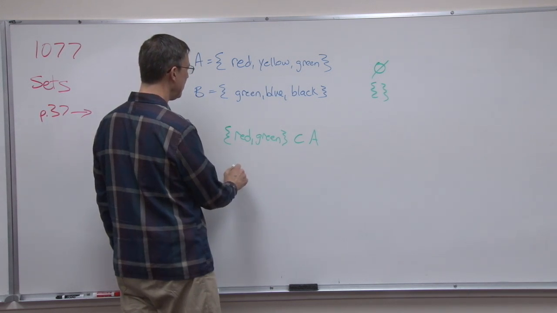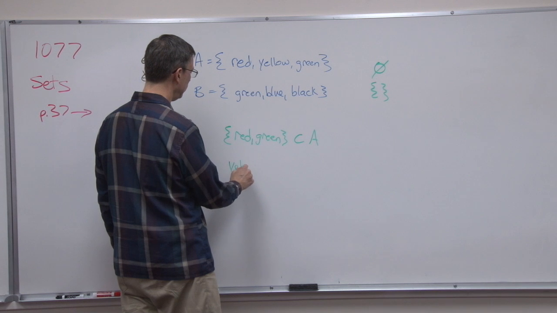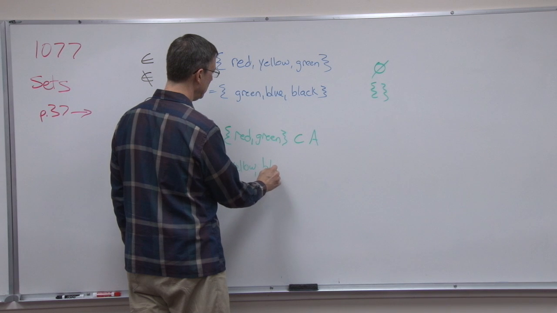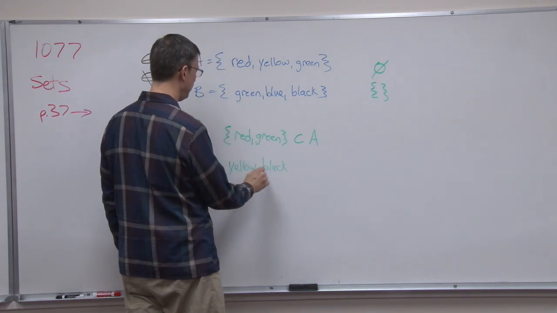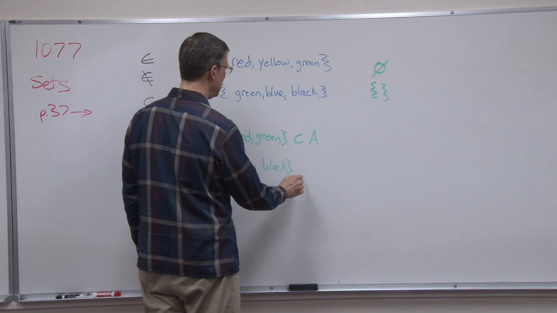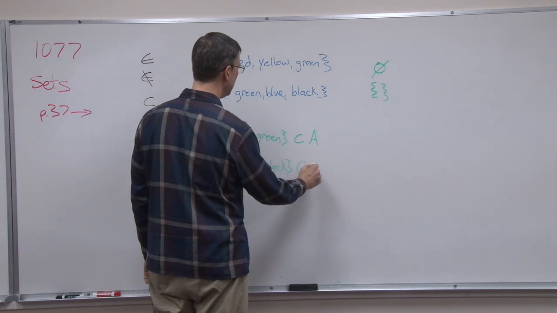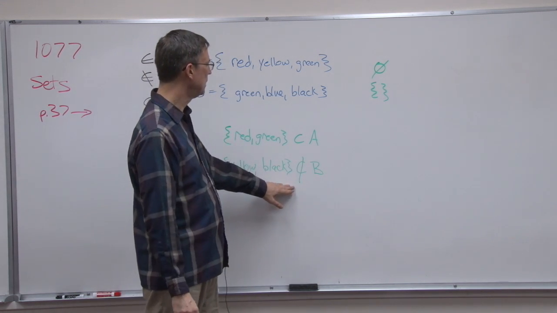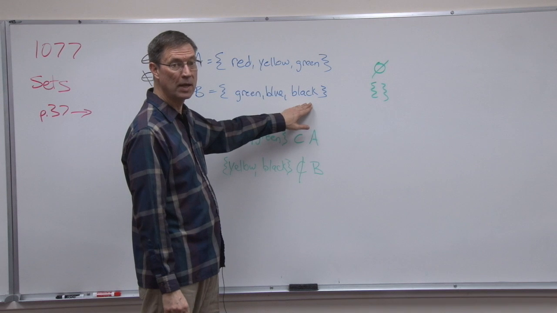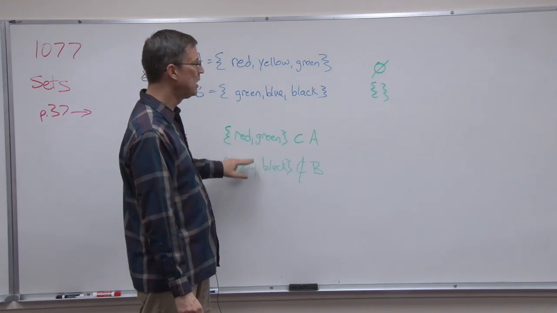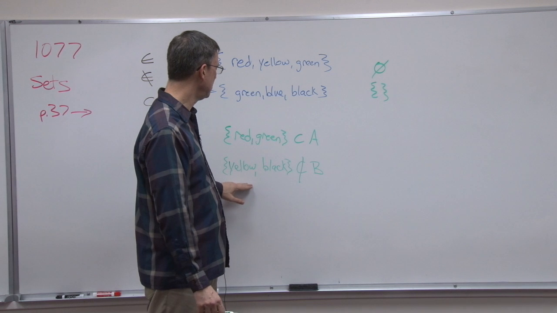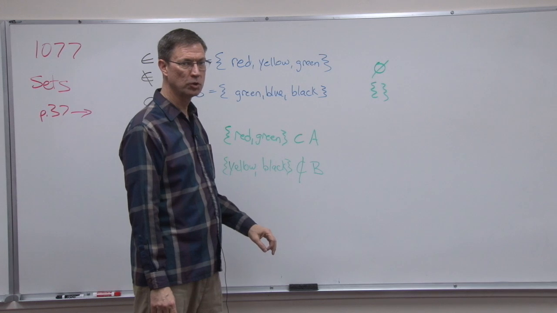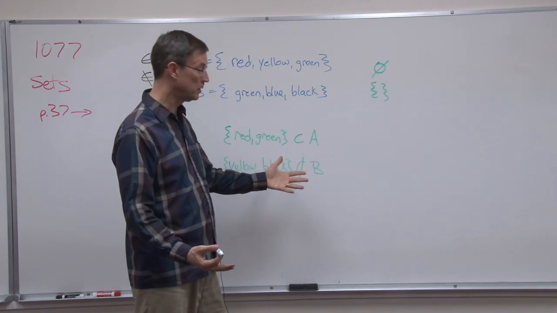Okay, so that's element. If I said yellow and black, okay, is that a subset of set B? And the answer is no, it is not a subset of B. Now, black is a member of that set, but notice that yellow is not in set B. So I cannot say that yellow and black, this set right here, is a subset of B. So this is a true statement, even though I'm saying it's not a subset.